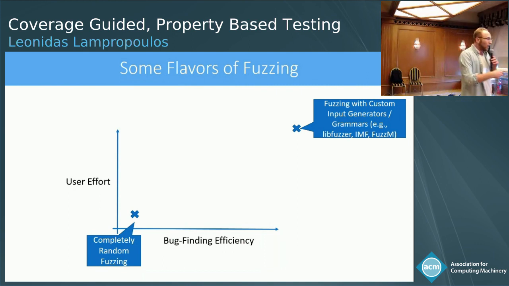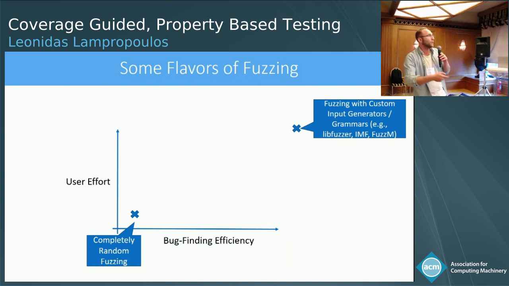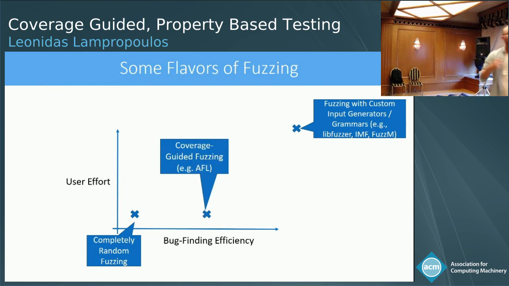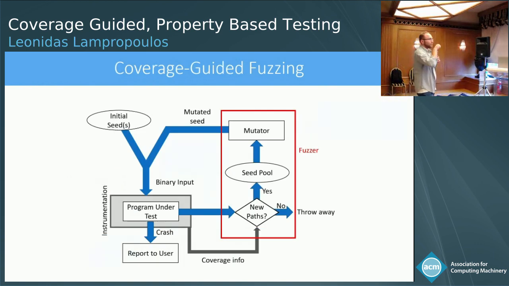And there is tons and tons of work there in the middle. Rohan, right after, will talk to us about an approach to reduce the user effort in domain-specific techniques. But what I'm actually going to focus on today is coverage-guided fuzzing in the style of AFL. So let's take a deeper look.